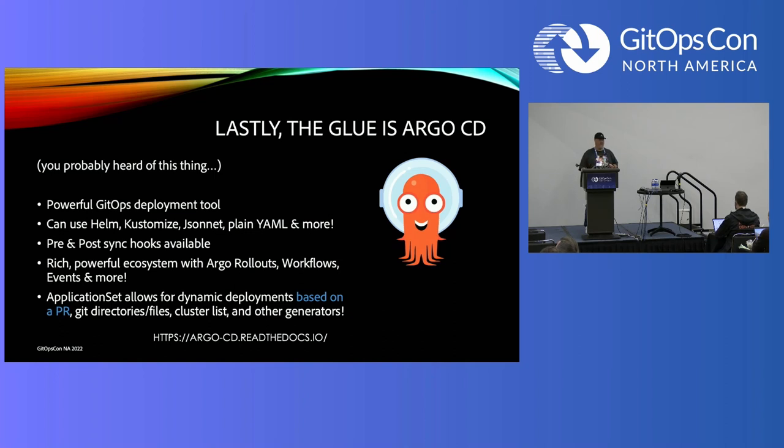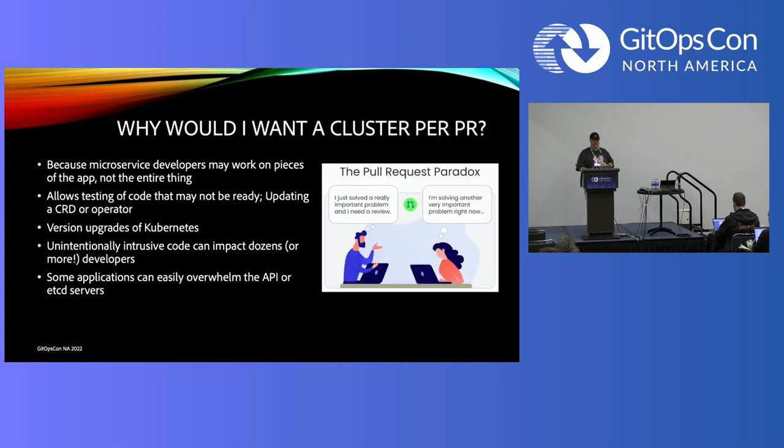We're going to be using some workflows and events with this demo that's going to be coming up in a few minutes. The ApplicationSets are really powerful, especially the PR generator, which allows us to create applications per PR that's generated inside of a GitHub or any sort of Git or SCM repo. There's also other ones based upon cluster lists that are generated already inside of your Argo servers, and there's a bunch of other generators as well. So this is going to glue everything we're doing together.